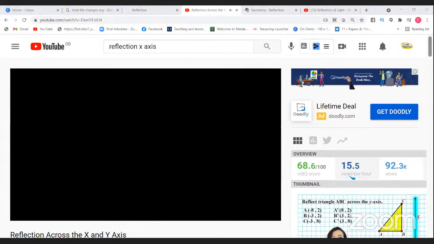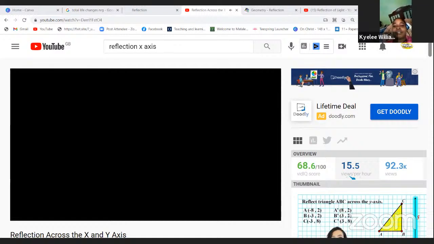First, we're going to reflect the triangle ABC across the x-axis. I'd like to start by recording where our original points are located. Point A is located at -8, +2. Point B is located at -3, +2.